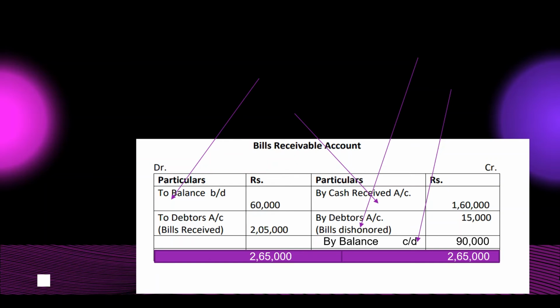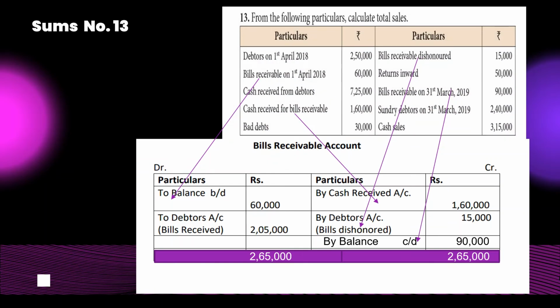Now next, the last sum, 13th sum. Here calculate total sales. When you read the sum you can understand bills receivable information is also given. So if you get the information of bills receivable, first you should prepare bills receivable to find how many debtors have newly accepted the bills, and from them how much amount of bills we have received, that we should find out. So first, bills receivable account.